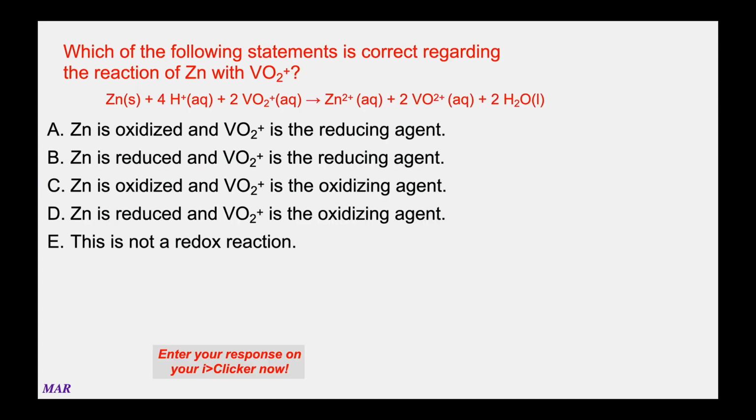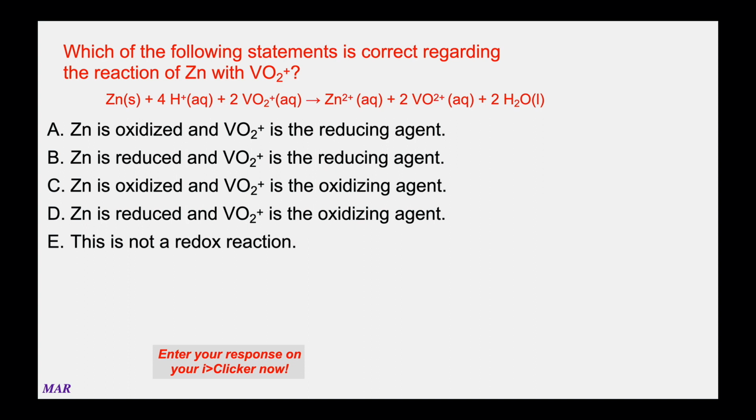Good to go. Which of the following statements is correct regarding the reaction of zinc plus VO₂⁺? And you've got 5 different possibilities here. And notice there's a lot of terms: oxidized, reducing agent, reduced, oxidizing agent, etc. And there's even a possibility that it isn't a redox reaction. So why don't you go ahead and give this problem a shot, and you can pause the video, and when you're ready, you can unpause the video and see how you did. So pause the video now.